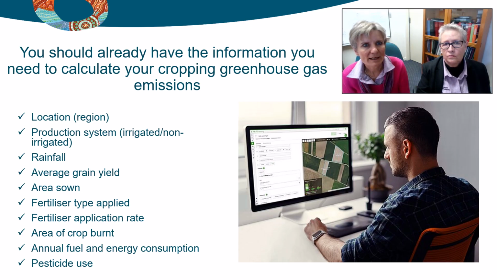Most producers will have this information on hand to calculate their greenhouse gas emissions. You need location, whether you are using irrigation or not, rainfall, grain yield, area sown, fertilizer type and rate, if any of the crop area was burnt, fuel and energy consumption and pesticide use.